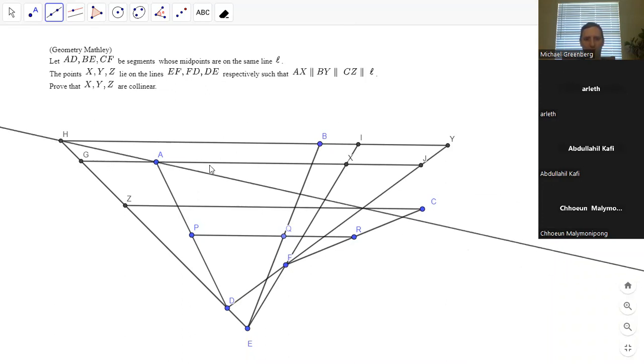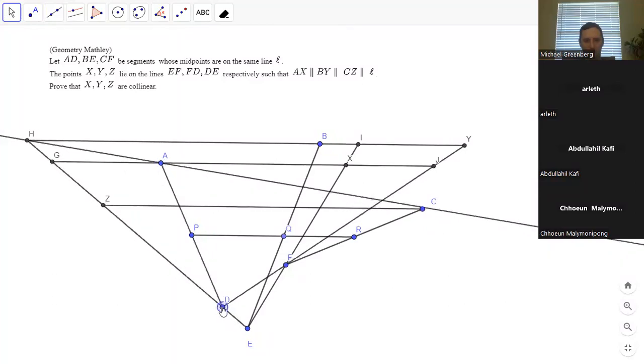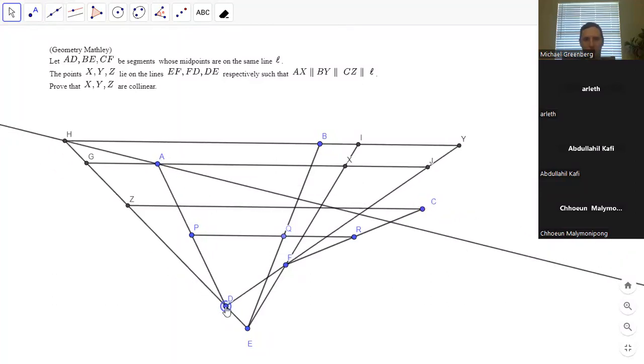I don't think those are actually collinear. I'd be very surprised. Let's see. Yeah, no, that's not actually collinear. Let me see if I can just first relate these, and then we could try using Menelaus after that. So DE and DZ.